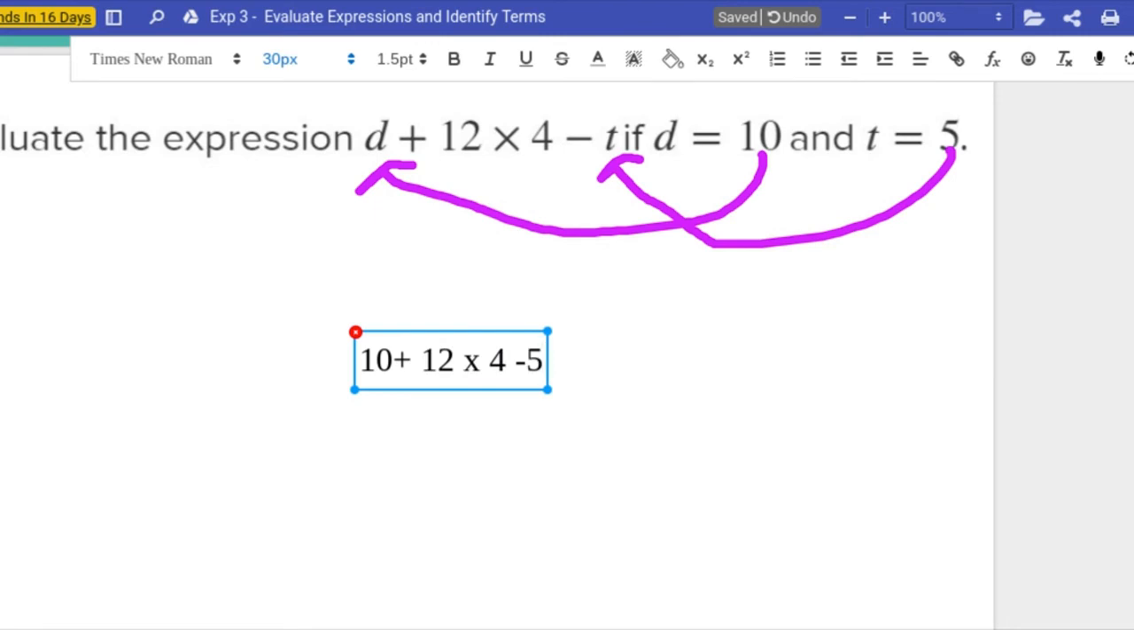Now I need to remember to follow my order of operations here. So I'm going to need to multiply before I add or subtract. So I have 10 plus 12 times 4 is 48 minus 5. Now I'm going to add and subtract whichever comes first. So I have 58 minus 5. And then 58 minus 5 is equal to 53. So my final answer, this expression, would be 53.